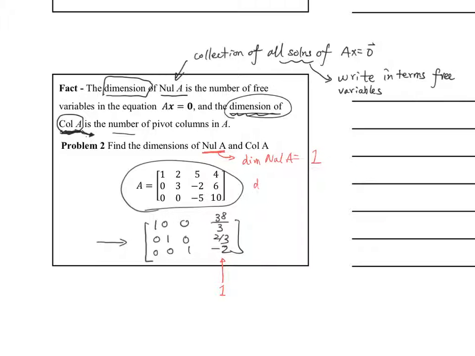And what is the dimension of Col A? Again, you see that these three columns are pivot columns. So the dimension of Col A is actually 3. So this is pretty much what we did not get the chance to cover in class.